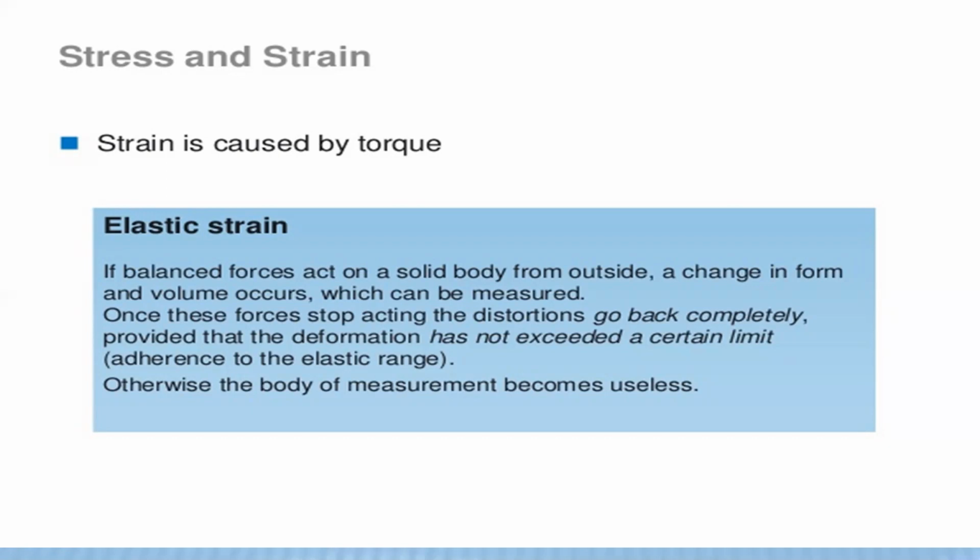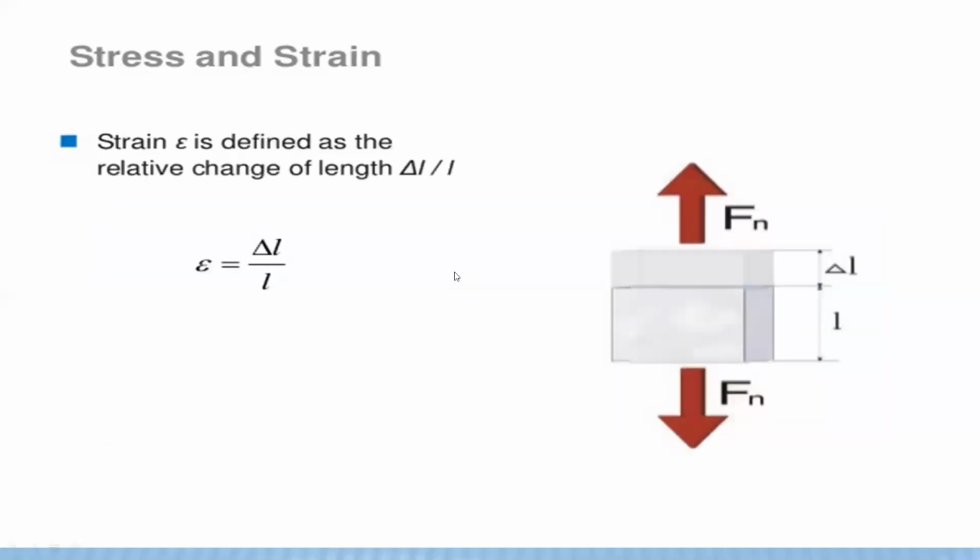Once these forces stop acting, the distortion goes back completely, provided the deformation has not exceeded a certain limit. Otherwise the body of measurement becomes useless. Whenever the strain forces are applied on that body, it gets a deformed shape. So that is the elastic strain applied on that body.